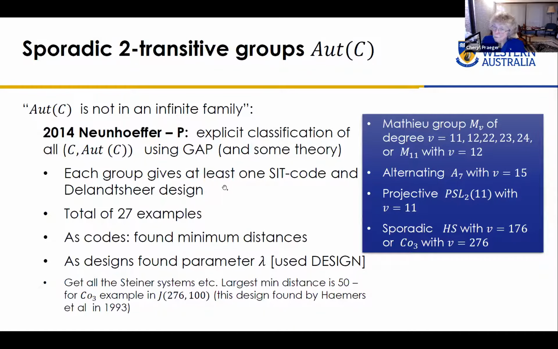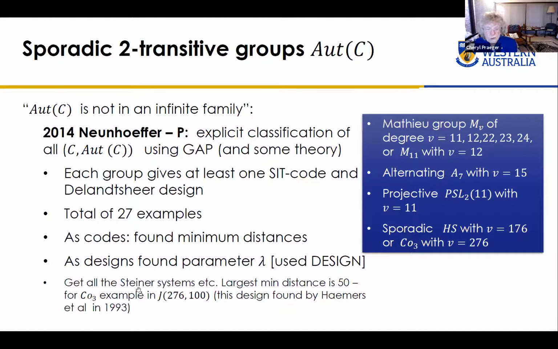I did this work with Max Neunhöffer, and we obtained an explicit classification of all the pairs, the code words and their automorphism groups, using the computer system GAP and quite a bit of theory in our investigations. A thumbnail sketch of what we found. Every group gives at least one interesting SIT code and interesting Delsarte design. All up, I think there's something like 10 examples here, but we get 27 examples of codes or Delsarte designs. As codes, we found all the minimum distances, and as designs, we found the parameters lambda using Leonard Soicher's design package in the GAP computer system.